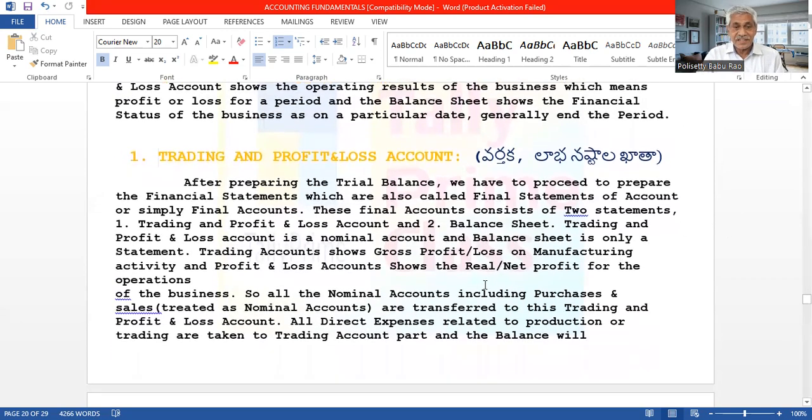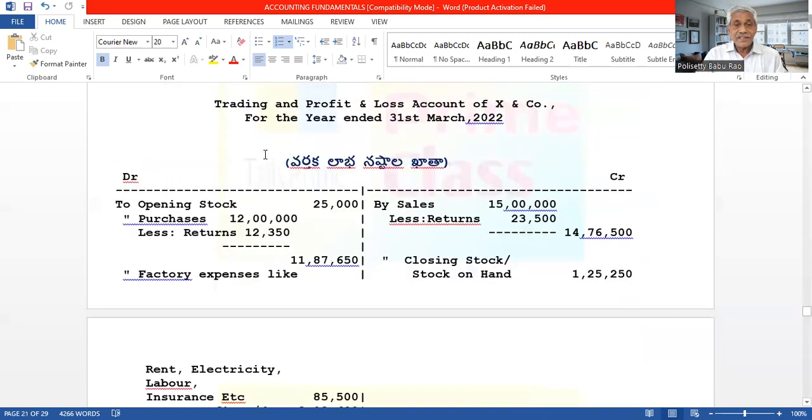Now we take up, see here. This is called the trading and profit and loss account. This profit and loss account we are preparing to find the results of doing business for a particular period, from April to March. So this is the profit or loss for that period, not for one day. That is why for the last 1 year period, it is written as for the year ended 31st March. With the date, this is the operating result for the last 1 year.